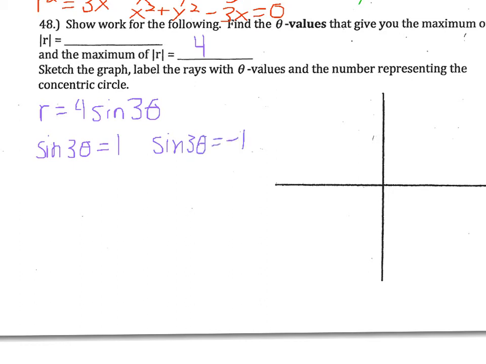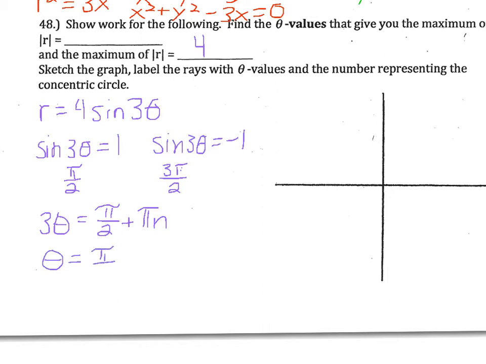Sine equals 1 and negative 1 at pi over 2 and 3 pi over 2. But we need to write this in general form before we divide by 3. So we have 3 theta equals pi over 2 plus pi n. Now we're ready to divide by 3. So the thetas that will give us the maximum are going to be pi over 6 plus pi n over 3, and we need to list them out.